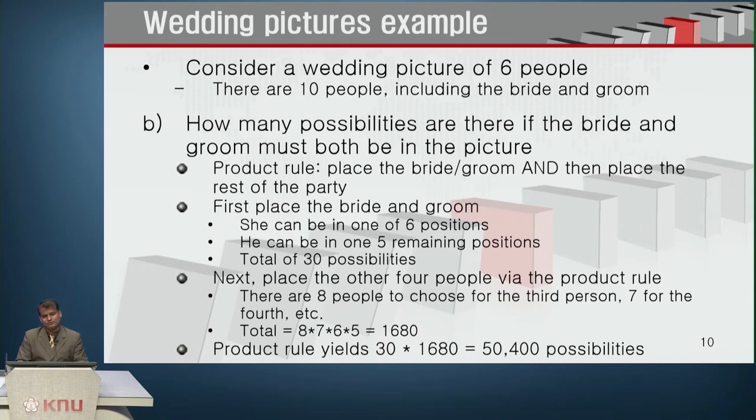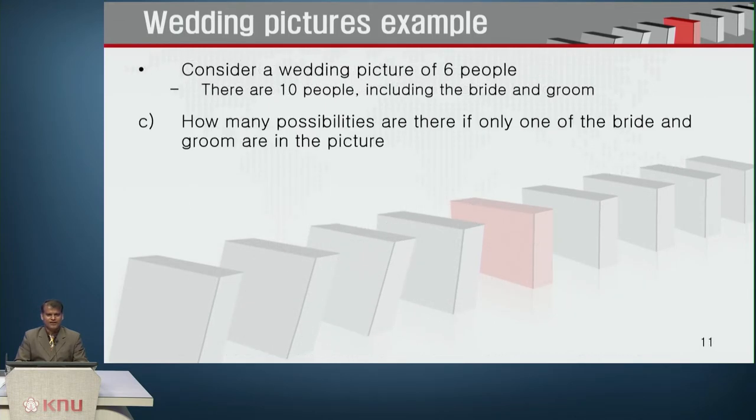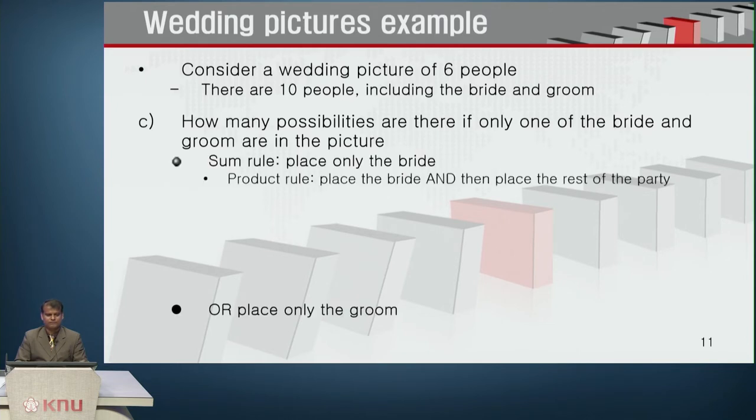And then if you consider these 30 possibilities, along with these 4 remaining people, then it's like 50,400 possible places where they can stay. So that seems to be quite complicated, because we have different combinations. Again here, how many possibilities are there if only one of bride and bridegroom are in the picture? So we know that by sum rule, place only the bride or only the groom, and by product rule, place the bride and then place the rest of the party.